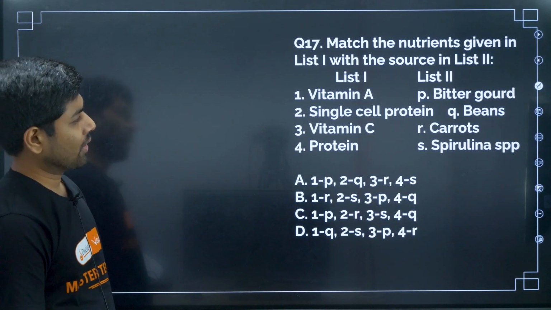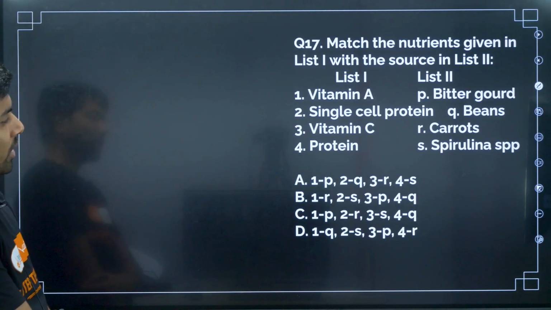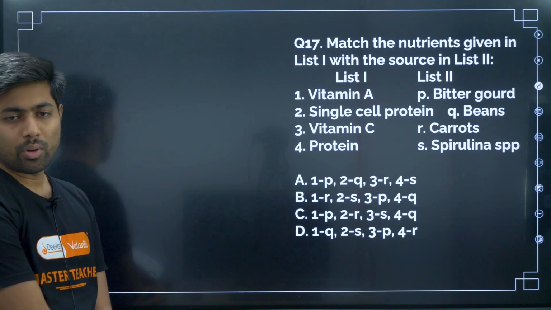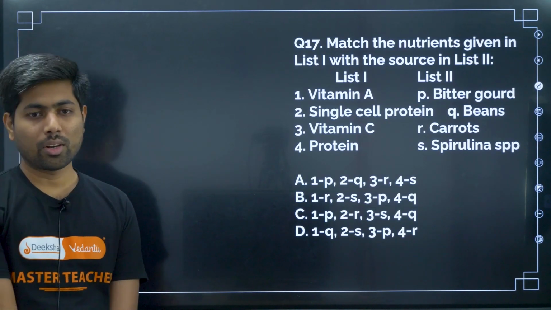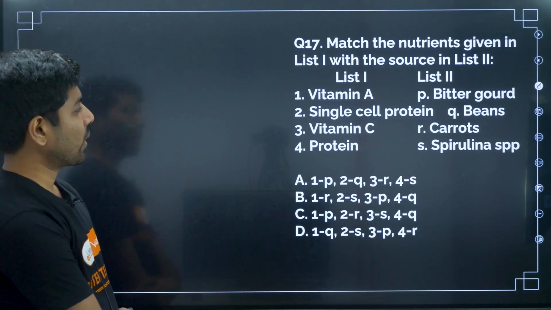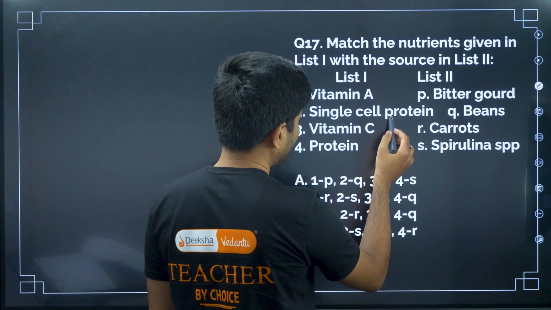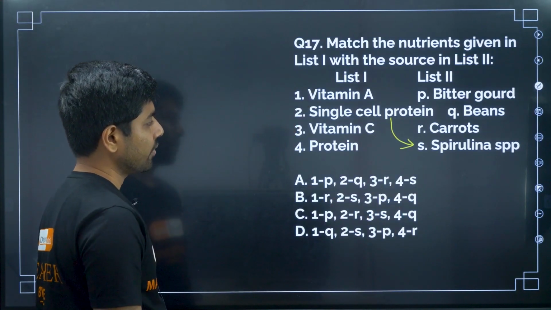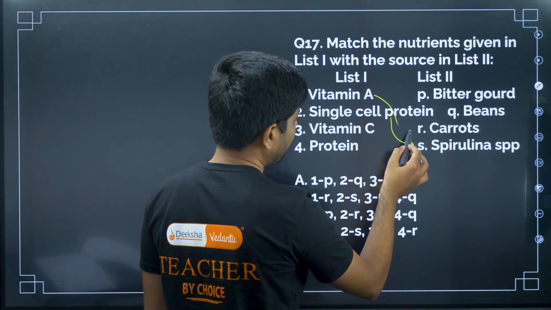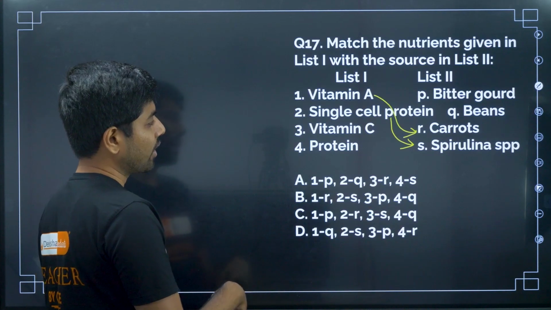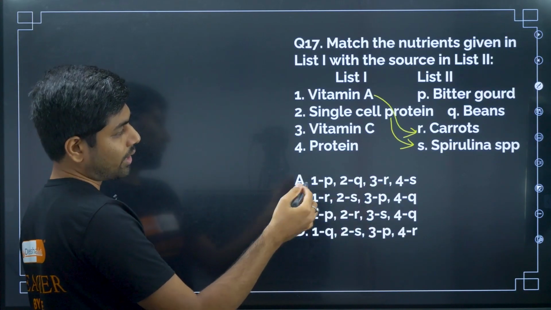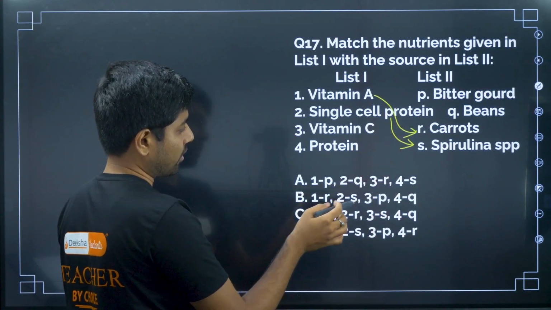Now look at question number 17. Now this is somewhat 2 or 3 related from your NCERT, all others are the general knowledge, right? So it's a very simple question. Single celled protein is spirulina, right? And vitamin A is carrot, right? Now if you don't know all others, it's fine. Using this you can find the answer, right?